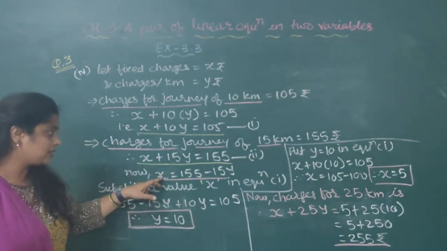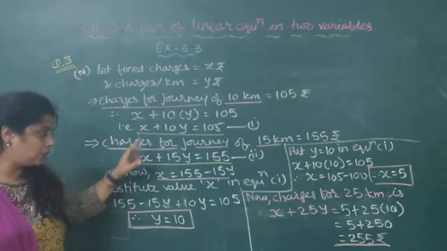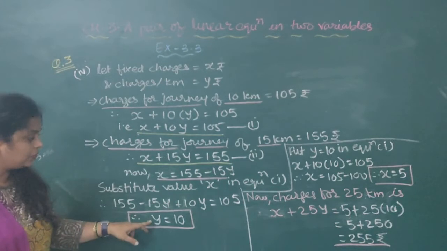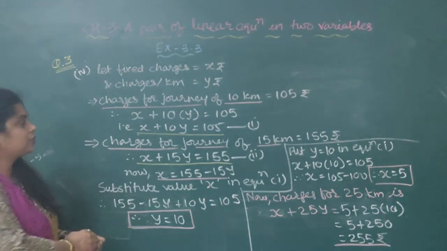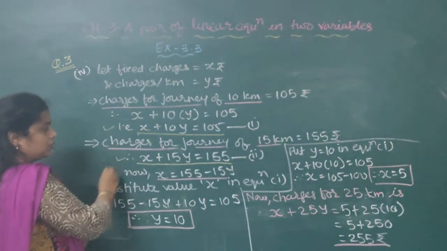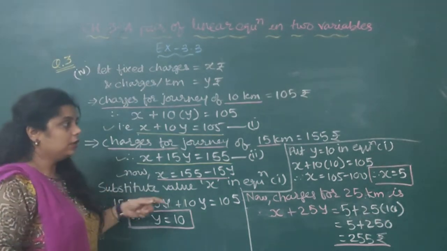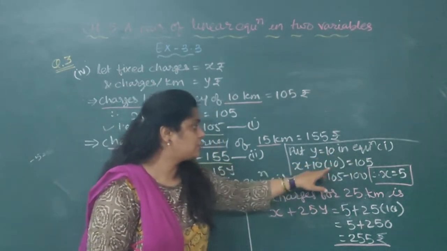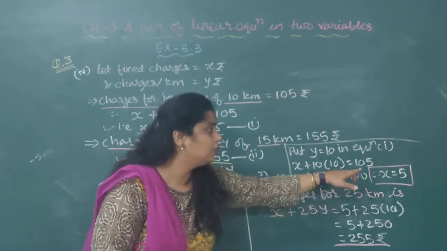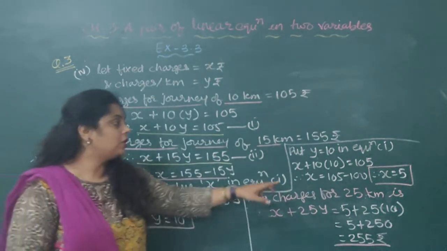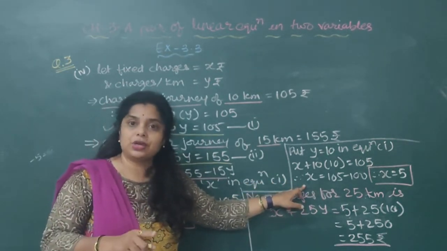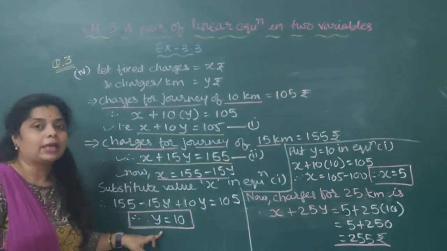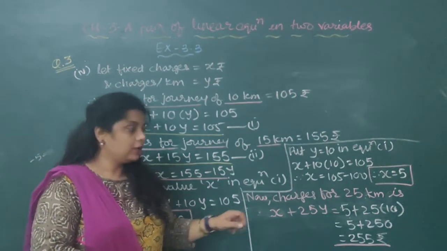This value of x I have to put in the first equation, and after that I got that y is equal to 10. Now this y is equal to 10, I can substitute in any of these equations. Here I have put y is equal to 10 in the first equation, and I got that x is equal to 5. So finally I got the fixed charge, which is 5 rupees, and the variable charge, which is 10 rupees. And the last question, how to solve?